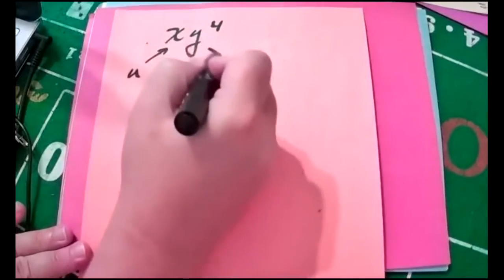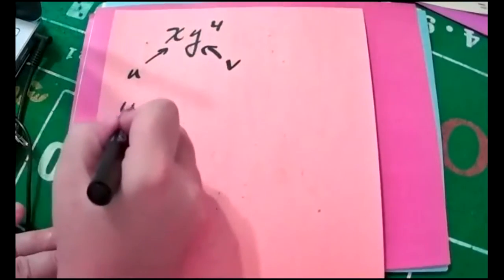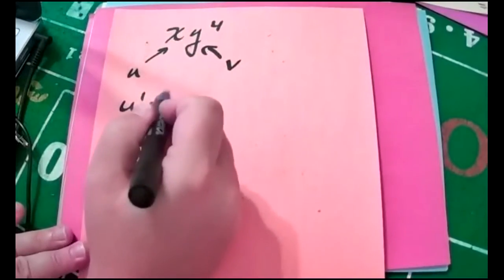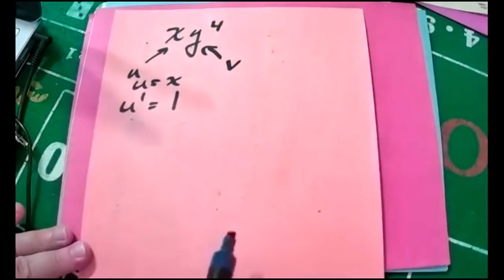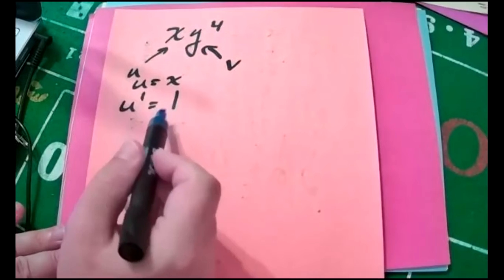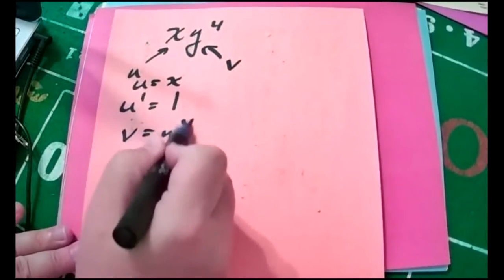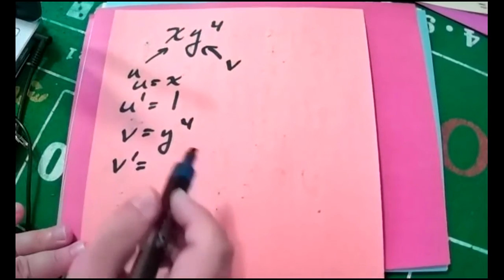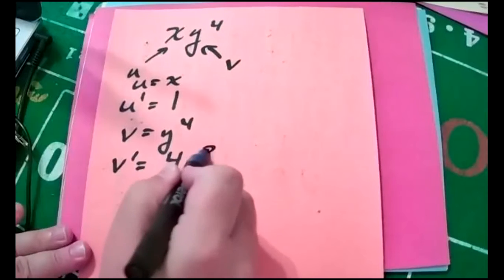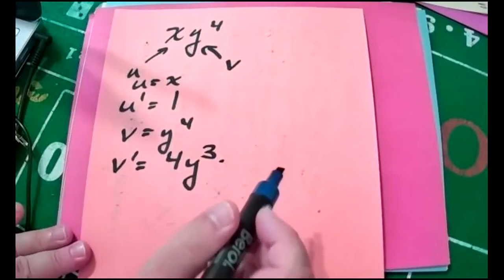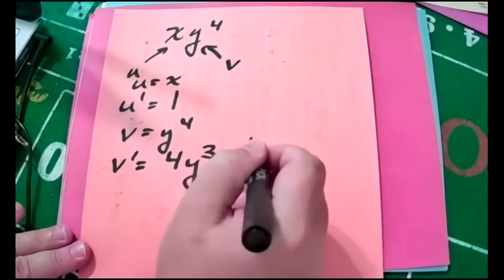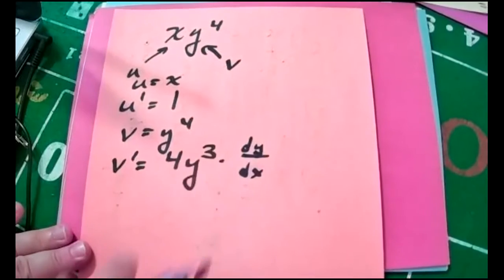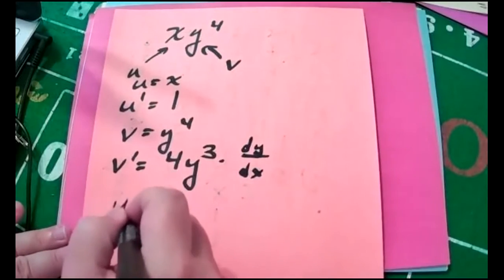In the case of xy to the fourth, this will be u, and this will be v. Let's write it this way: u equals x, so the derivative of u, u prime, is 1. v is y to the fourth, so v prime is going to be 4y cubed. But then don't forget to multiply by the derivative of what's inside, which in this scenario is y, so we're going to use dy/dx there. Now, we're going to use the product rule here.